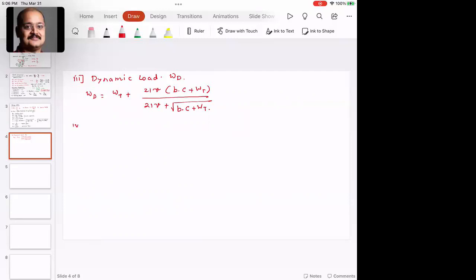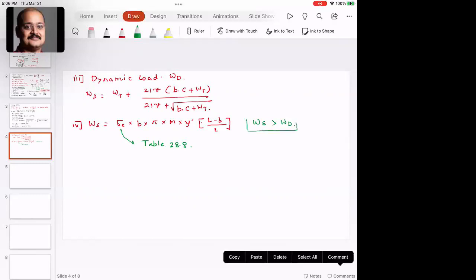Next step, WS is equal to sigma E times B times pi times M times Y prime multiplied by (L minus B) by L. And sigma E comes from the same table, which is 28.8. And the condition is static strength should be greater than dynamic load for gear to be safe. So this is the condition that must be satisfied.